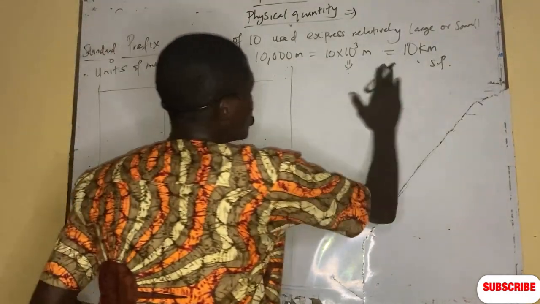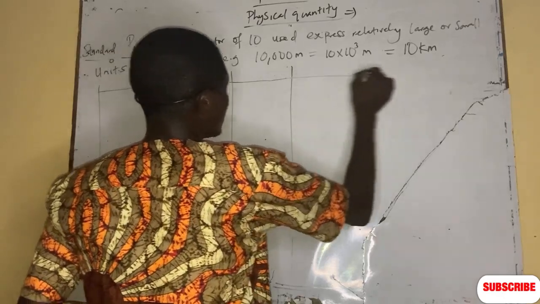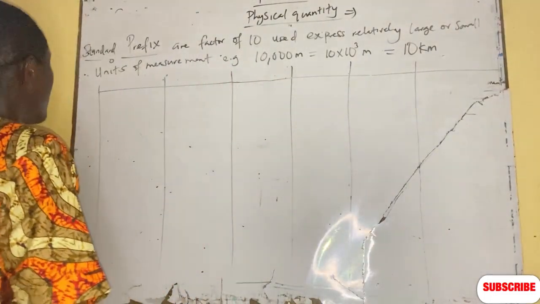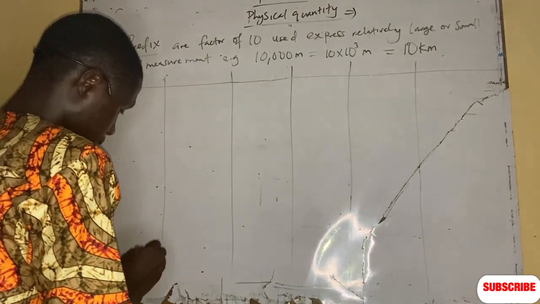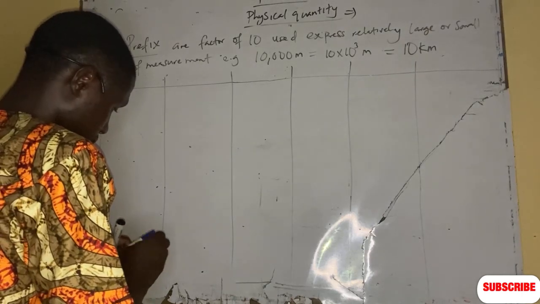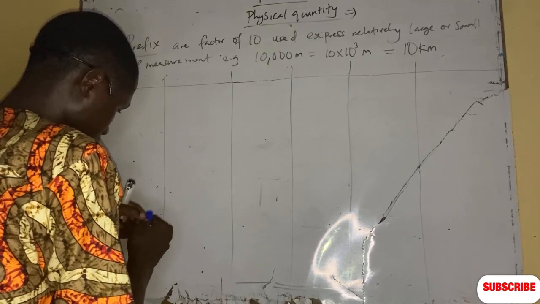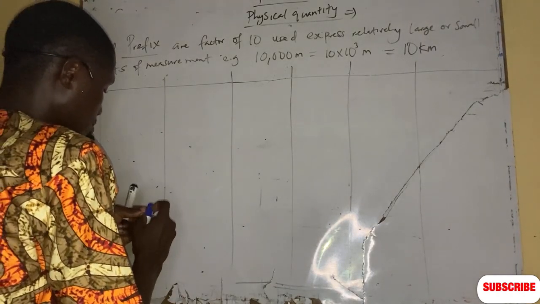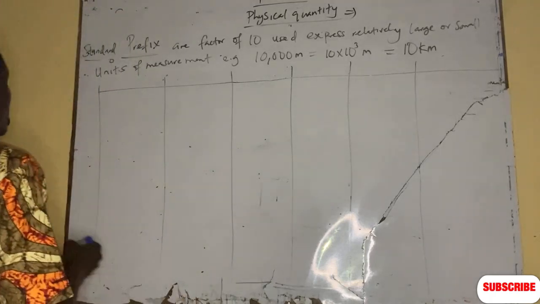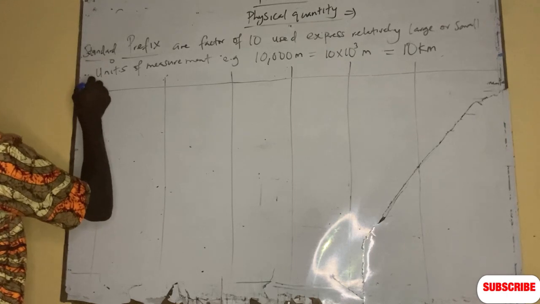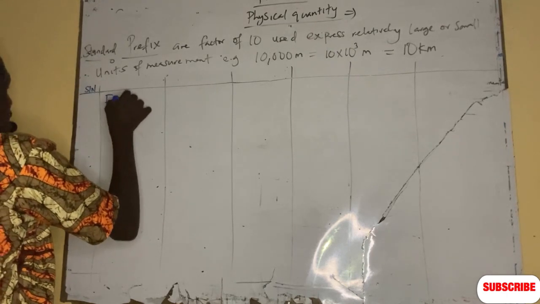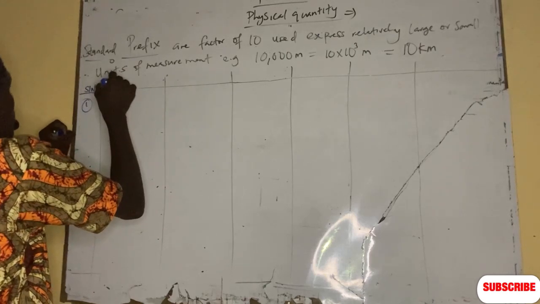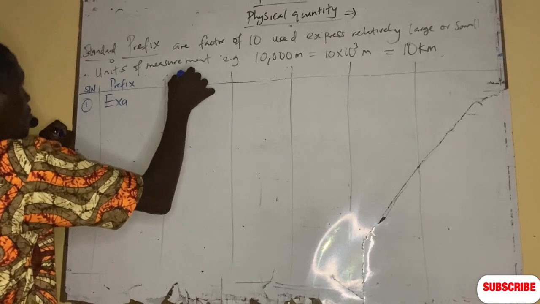I know that this is kilo already, so I have to extend the table to contain everything because we have a lot of them. So the first one on the list, we started from 10 raised to the power 18, which is known as exa. We have the prefix itself, the symbol of the prefix, and the value.